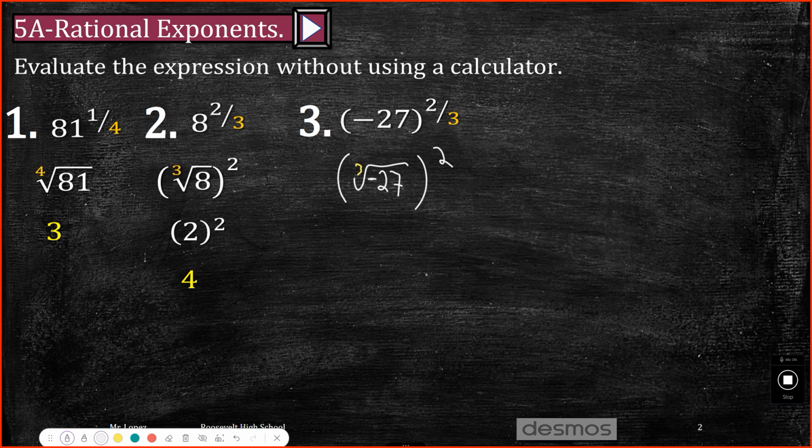So what number multiplied by itself 3 times is negative 27? It has to be a negative number. It's negative 3, because negative 3 times negative 3 is positive 9. 9 times negative 3 is negative 27. Square it, negative 3 squared, that is 9.